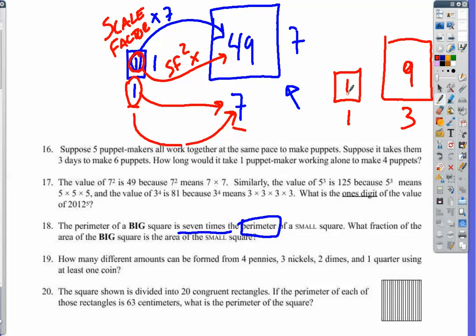So getting back to our question, let's reread the problem, make sure we're answering the question as it is laid out. The perimeter of a big square is 7 times the perimeter of a small square. What fraction of the area of the big square is the little square? In other words, how many of these little squares will fit into this big square? So what is it? Well, Campbell's mouthing to me, it's 1/49. It's like, you don't have to explain it, Dad. It is 1/49.